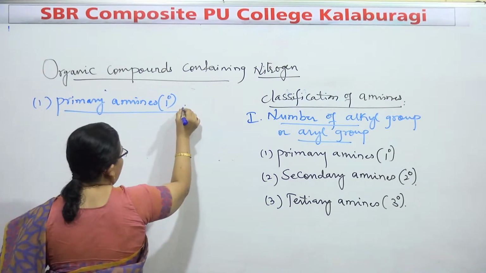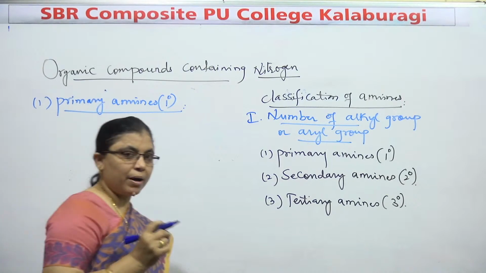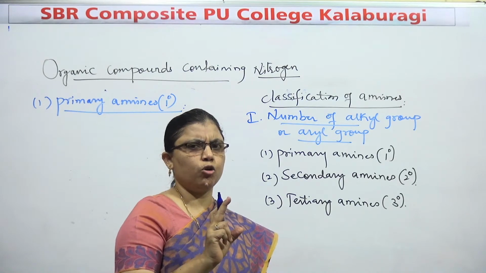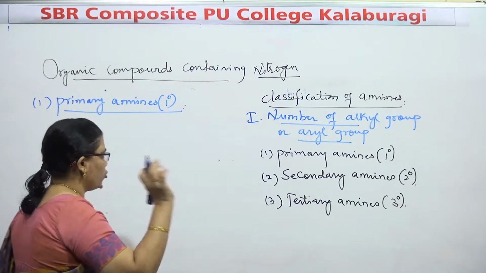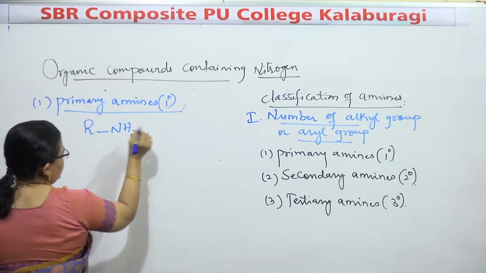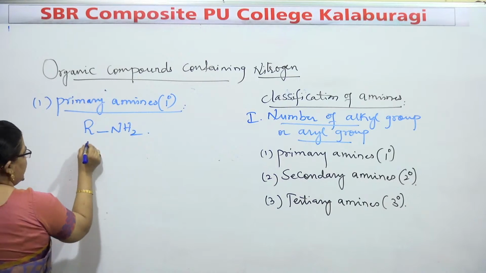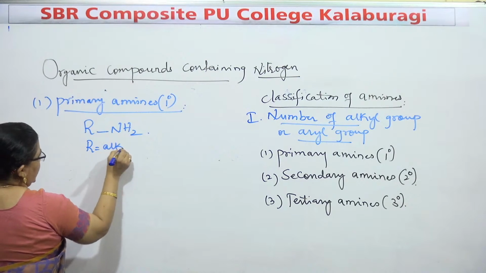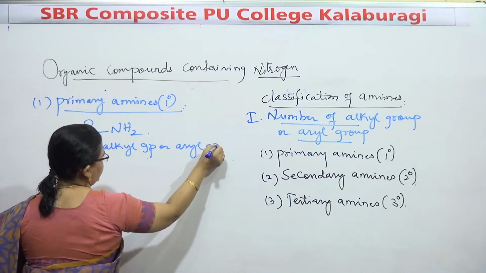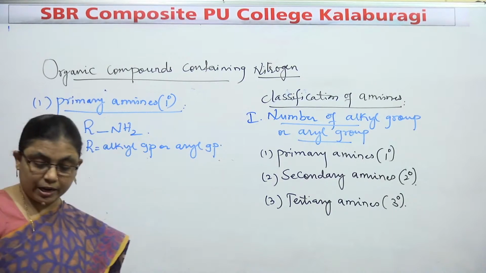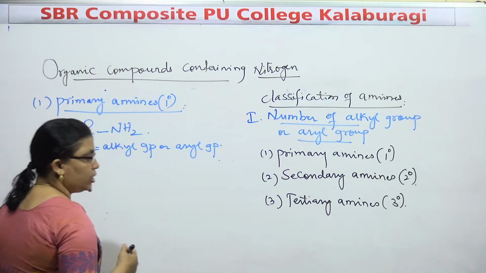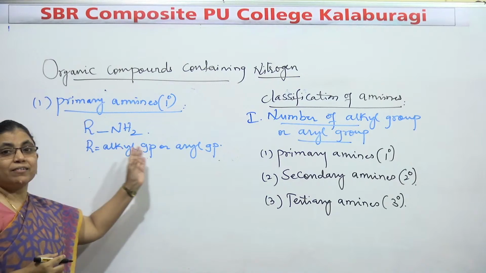Primary amines are those which contain only one alkyl group or one aryl group directly linked to nitrogen. How to represent? R with NH2. R may be alkyl group, R may be aryl group. In other way we can say: only one of the hydrogen atoms of ammonia is replaced by alkyl group or aryl group. They are called primary amine.